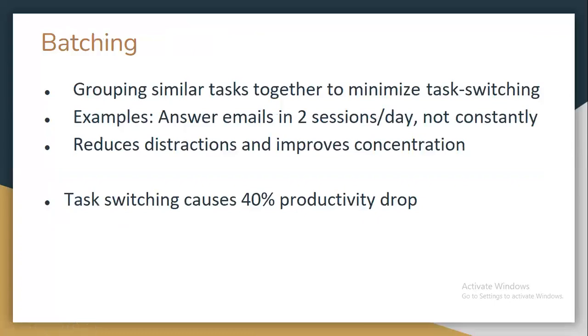Then we have batching, right? Batching is where the individual groups similar tasks together to minimize task switching. So, for example, if you have to answer messages, or if you have to answer emails, what can be done in relation to batching is to have 2 sessions of answering emails, one in the morning and one in the evening. So in the morning, all emails that came through the night will be addressed. So you put all the emails together and then they're addressed in the morning.